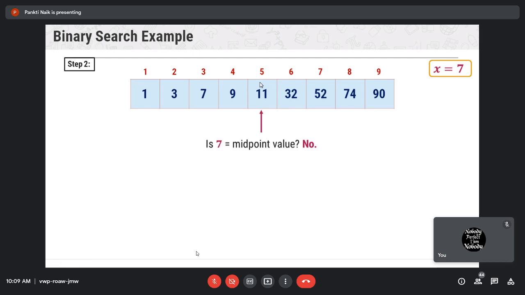So then check whether the key value is less than the midpoint value or greater than the midpoint value. Now our midpoint value is 11 and the key value is 7. So is the key value less than the midpoint value or greater than the midpoint value?